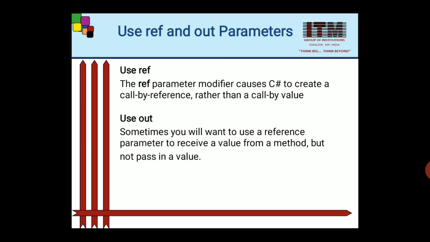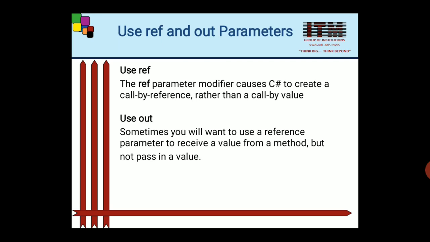Just before going into the mechanism of using ref and out, it is useful to understand why you might want to pass a value type by reference. In general, we can say that there are two reasons: to allow a method to alter the contents of its arguments, or to allow a method to return more than one value.